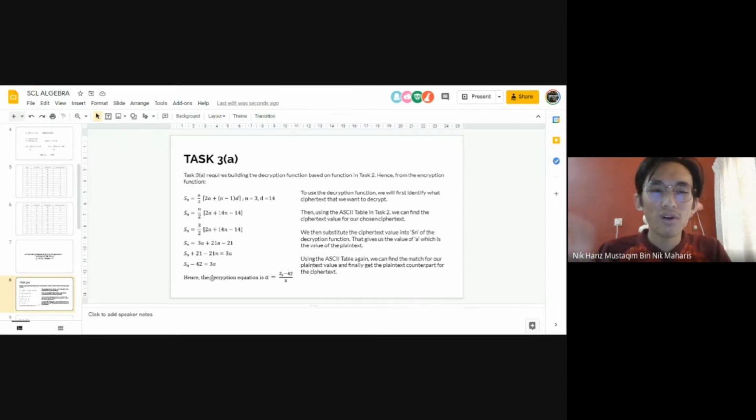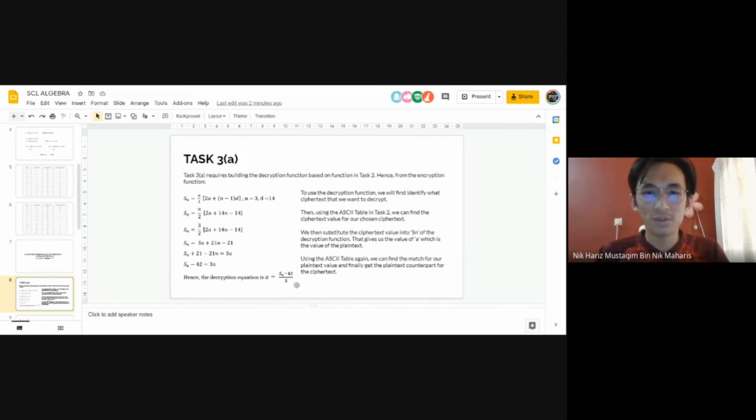I bring all of the terms except 3a to the left, and I am left with Sn minus 42 equals 3a. The reason I did this is because the value of a is the plain text value. Since the encryption function uses the ciphertext value, if we want to make it into a decryption function, we need to put a as the subject, so that we can find the plain text value of our chosen ciphertext value.